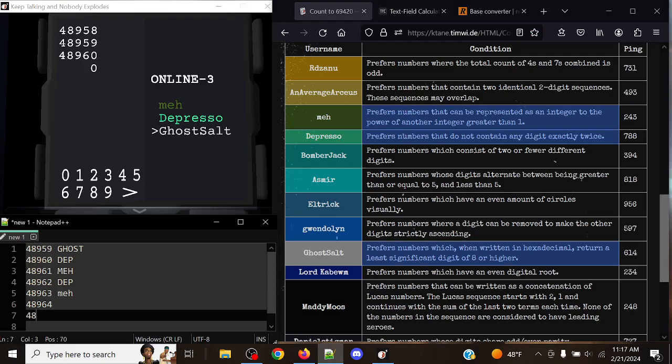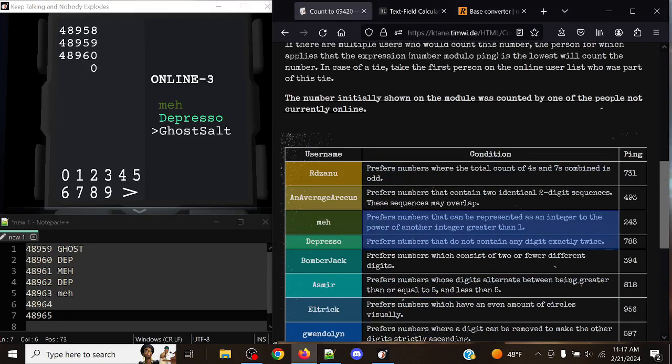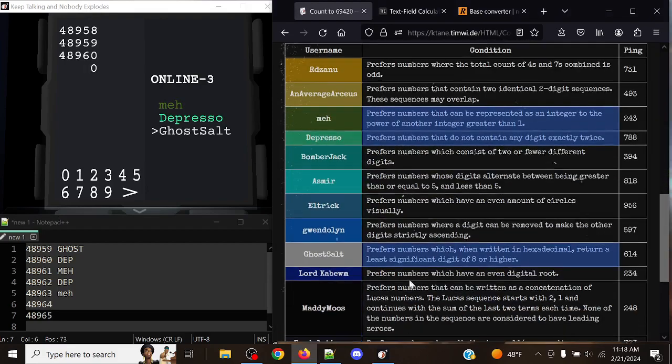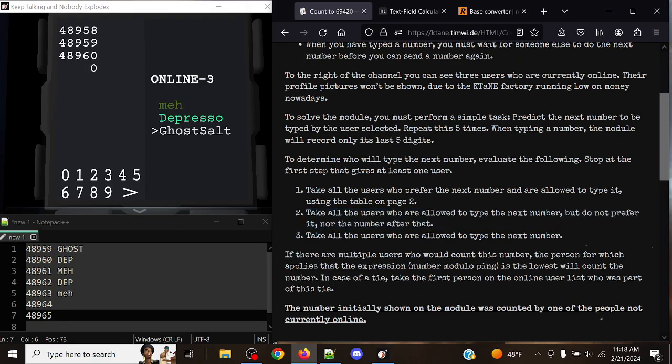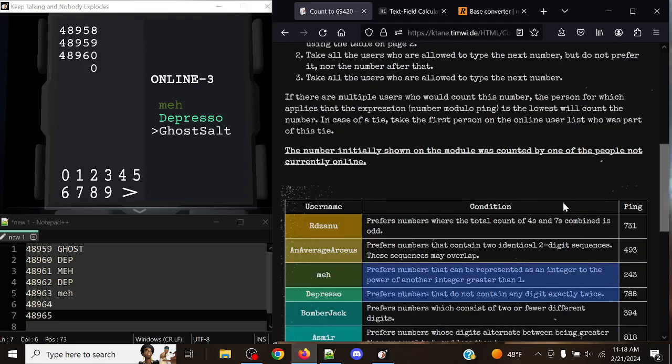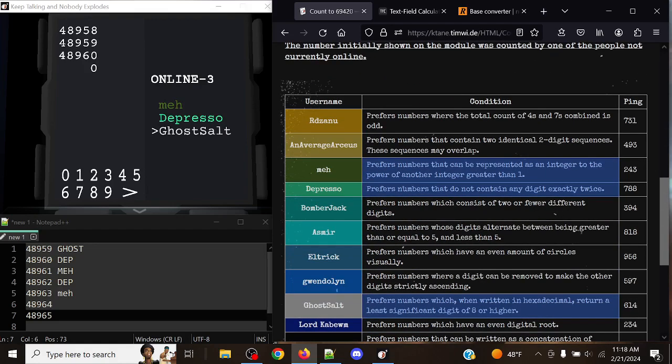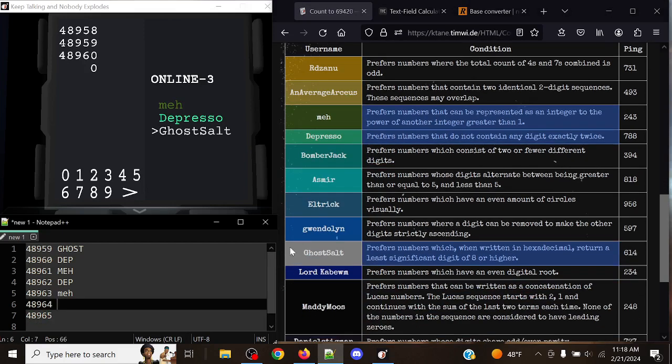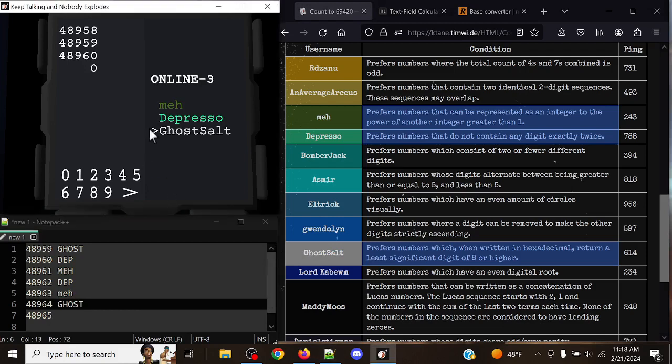So we got 48965 as our next stage. Now we know that none of these are preferred right now, so the first condition does not apply. Now we need to take all users who are allowed to type the next number but do not prefer it nor the number after it. In this case, depresso would prefer the number after it because there are no digits contained exactly twice. So Ghost Salt is the only one in the running for this, because meh was typing the one previously. So Ghost will type this number, and that's our next number for Ghost.